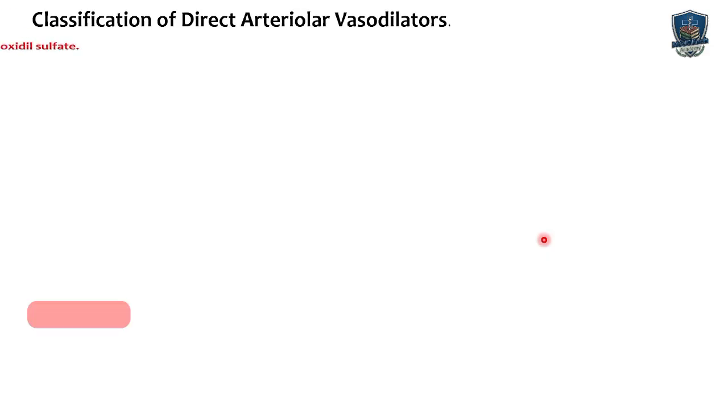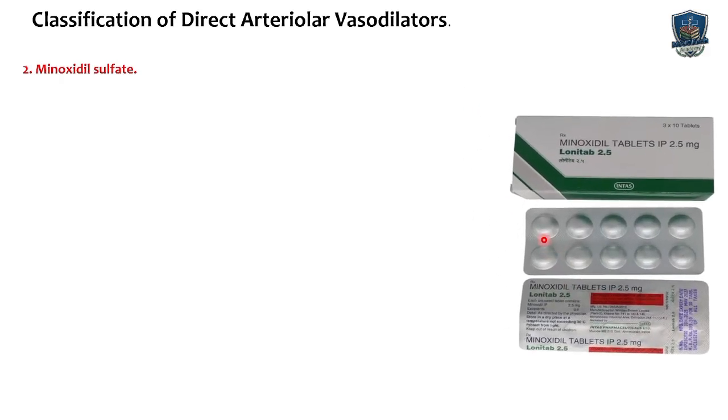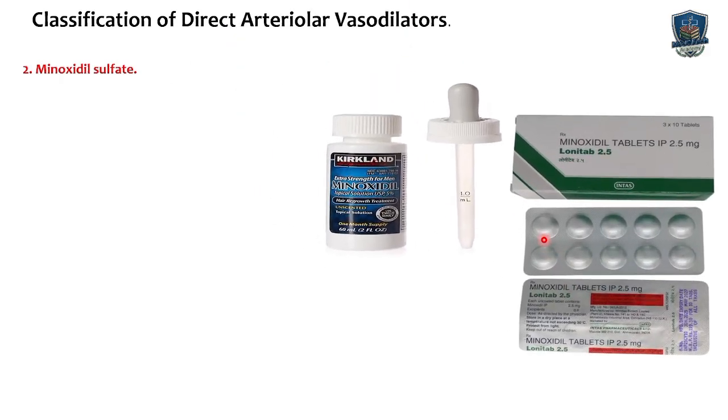Now, let's continue. Another drug that is very common is minoxidil sulfate. Curiously, this drug in many cases is used by those who want extra hair. So minoxidil is an antihypertensive agent, but in most cases it's used as a hair regrowth treatment. But let's continue. How does it work?